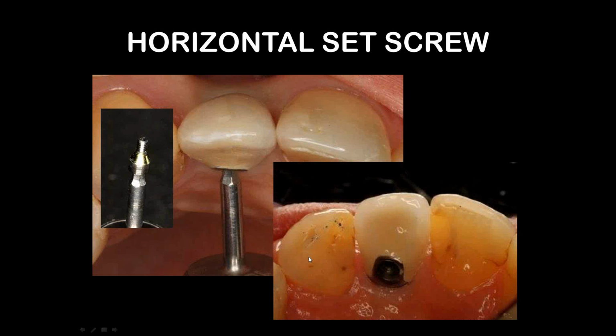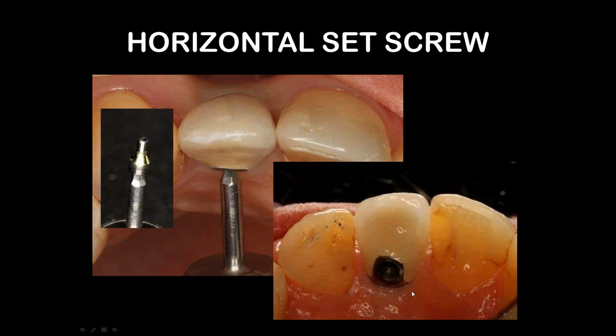We've checked the occlusion over here. Everything is fine. Of course everything is fine because there's only one position that this crown can go on. The ideal position that it's being manufactured to in the lab, and that's guaranteed by the set screw.